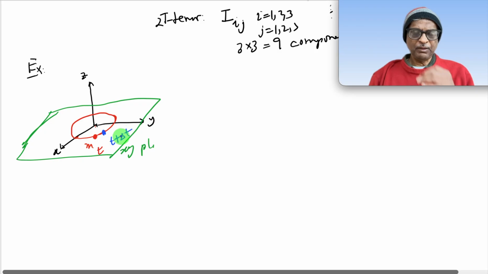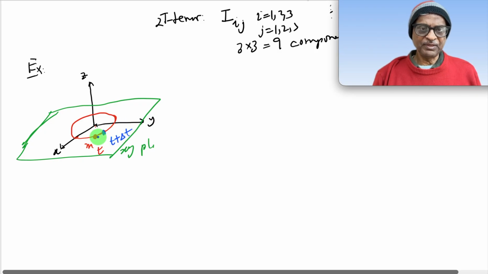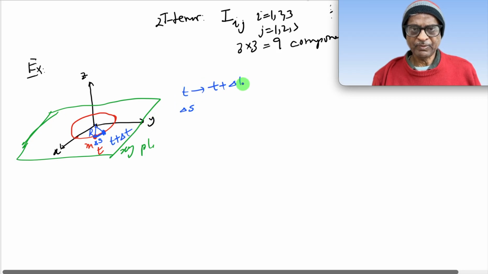So if you look at how much distance it has covered, say this is going in a circle of radius r. So the distance it covers is delta s. So from t to t plus delta t, delta s, the distance covered, is r times this delta theta, right?